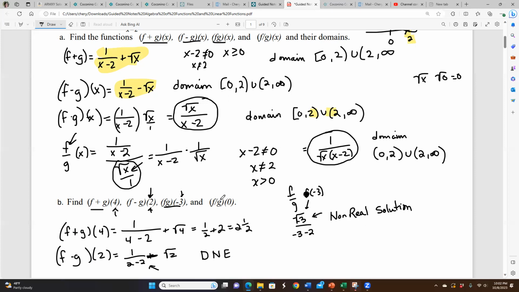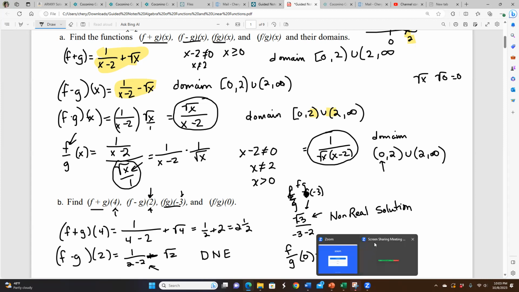And finally, it wants us to find f divided by g of 0. And here's our f divided by g function. This one was supposed to be f times g. But f divided by g would be 1 over the square root of 0 times 0 minus 2. We already identified in our domain that it cannot equal 0. So this one does not exist.